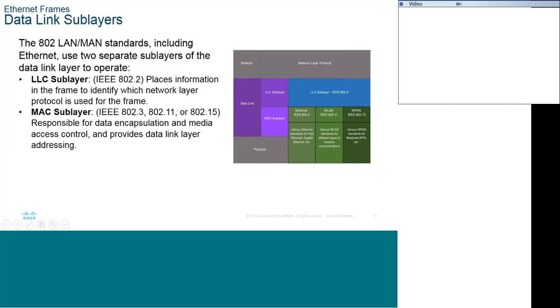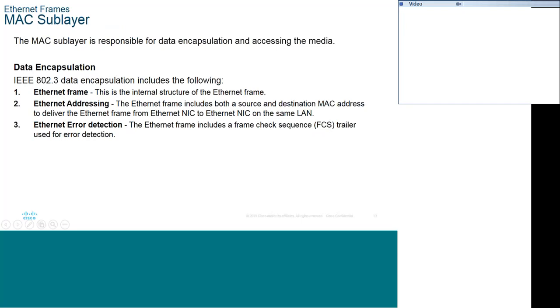So the MAC sublayer has something to do with accessing the media. There is this thing called data encapsulation. The Ethernet frame, what does its internal structure look like? Ethernet addressing is also very important to make the communication between the source and destination, and it uses the MAC address. The MAC address is the addressing scheme used to make the communication between hosts in one network.